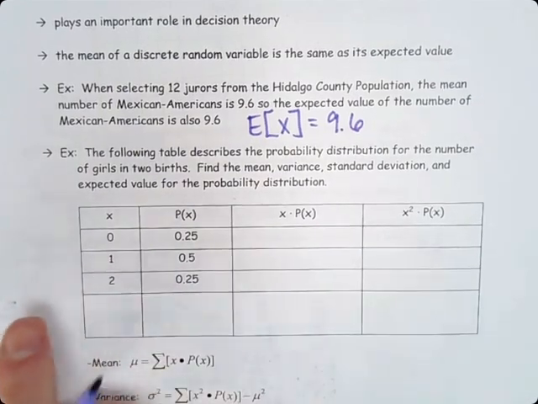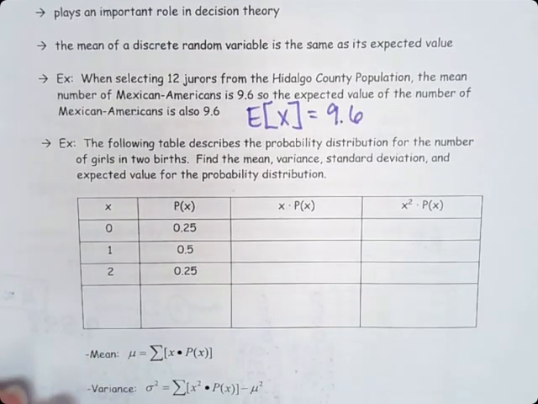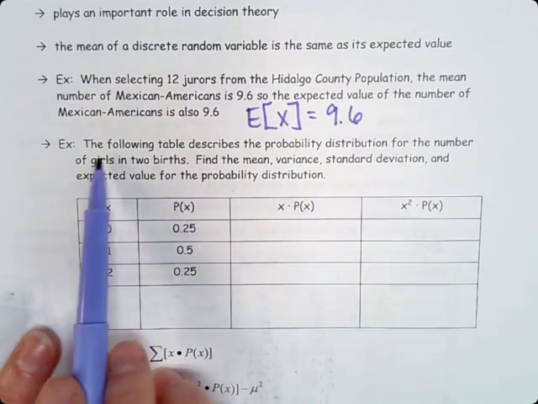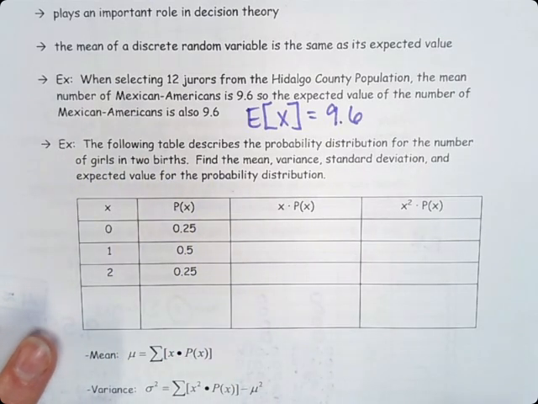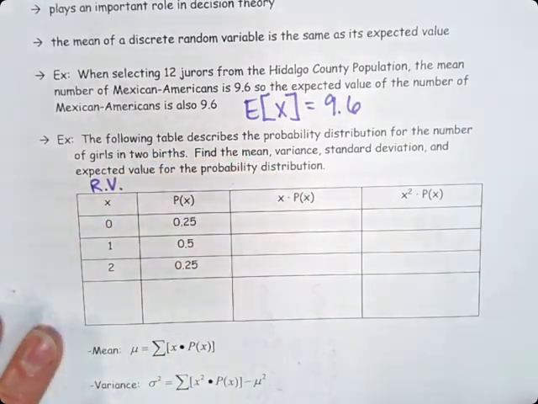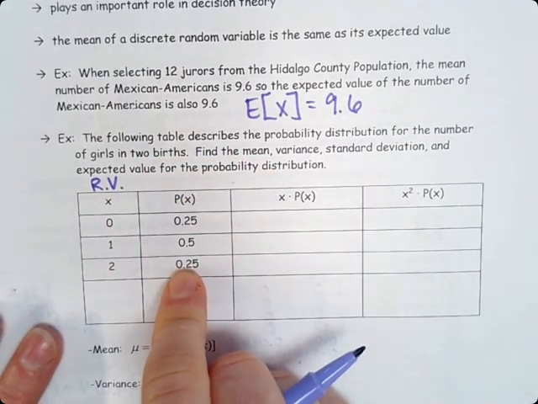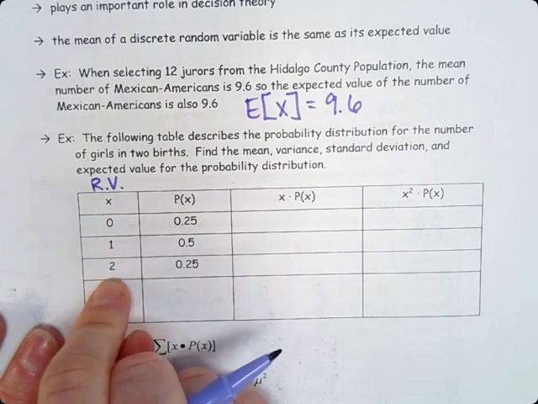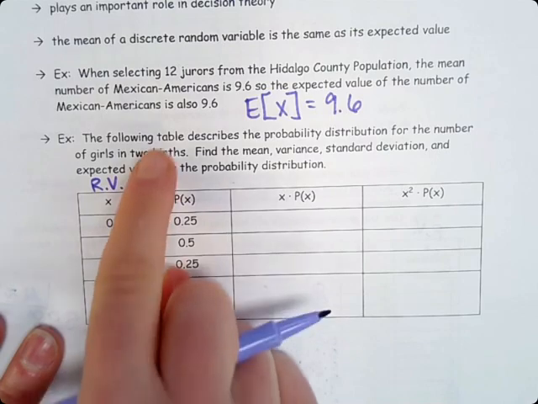We had looked at another example yesterday, and that was dealing with births. So the following table describes the probability distribution for the number of girls in 2 births. Find the mean, variance, and standard deviation, and expected value for the probability distribution. This is discrete. These are our random variables. These are the probabilities of having 0 girls, 1 girl, and 2 girls with 2 births.